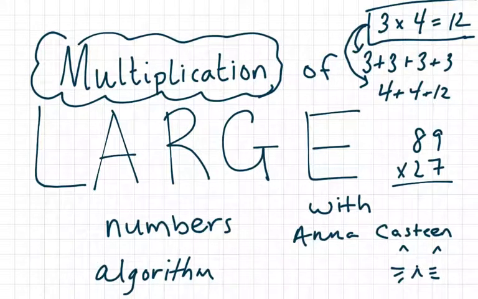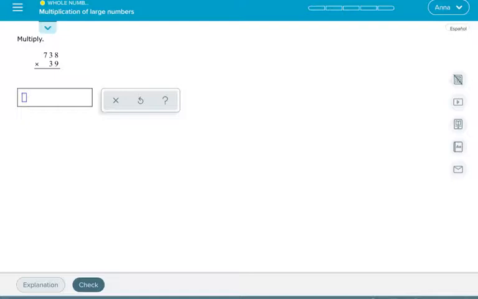Here we go, this is taken from Alex. So we have our problem here. Now you always want to make sure you look carefully at the instructions. This instruction is quite simple, it just tells us multiply, but sometimes the instructions give us much more details about what we need to do. So we're multiplying 738 times 39. I'm going to go through the process and explain it as I go.